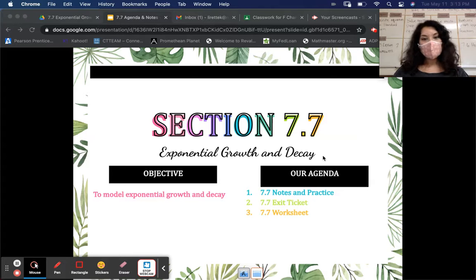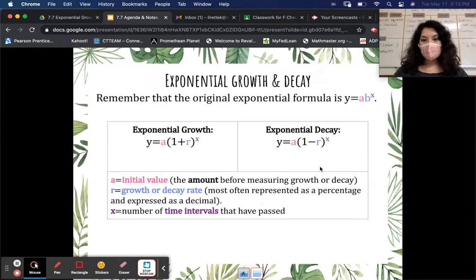Just like last time, you'll want a calculator to help you get through some of these hefty calculations. So let's go ahead and get started.